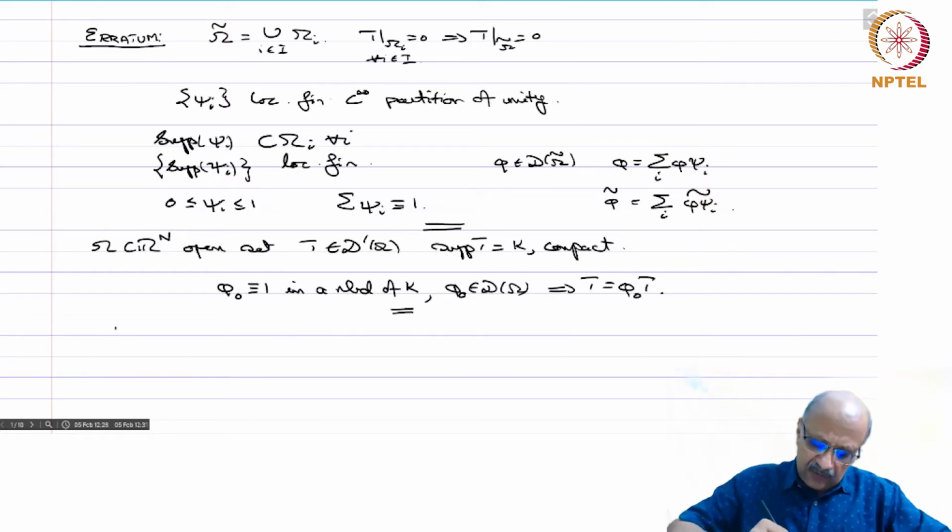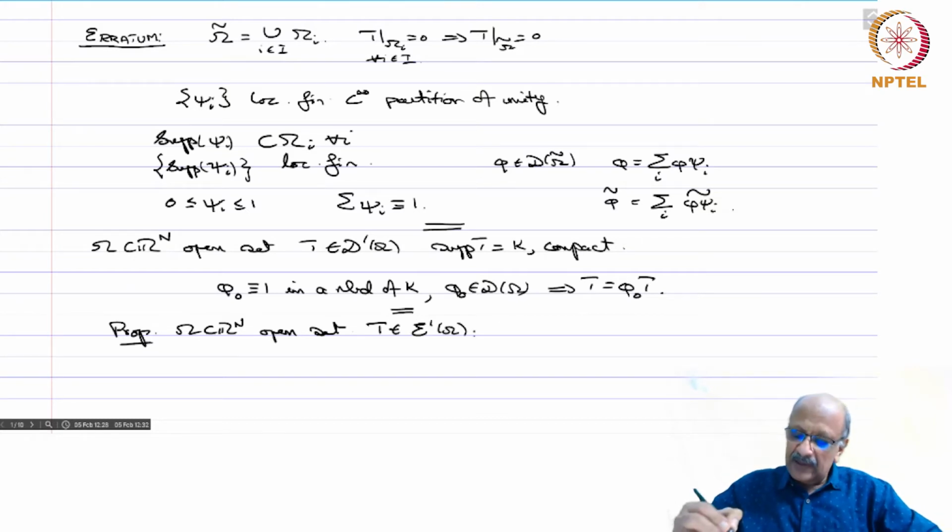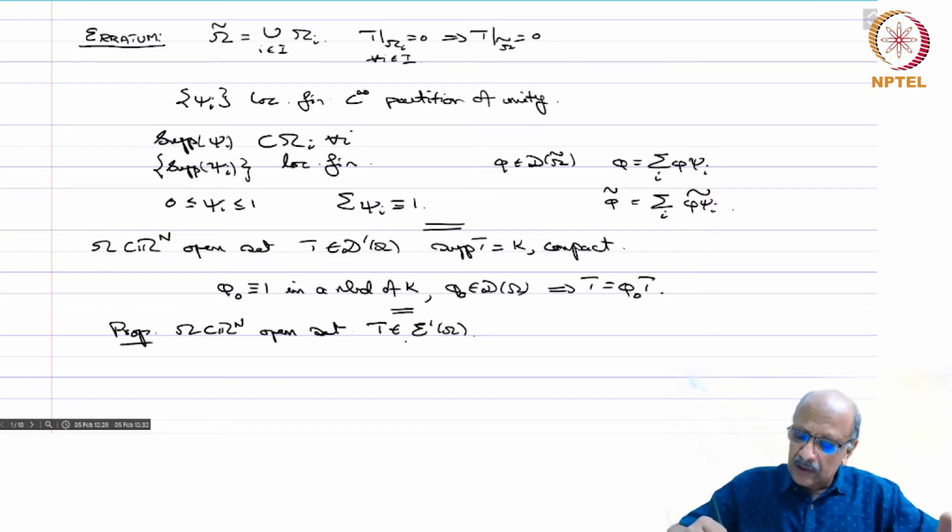So these are what we have already seen. Now we have the following proposition. Ω is contained in R^n, an open set, and T in D′(Ω), T belonging to E′(Ω). That means T is a distribution which has compact support. So this is the notation: distributions with compact support are denoted by E′(Ω). Then T has finite order.